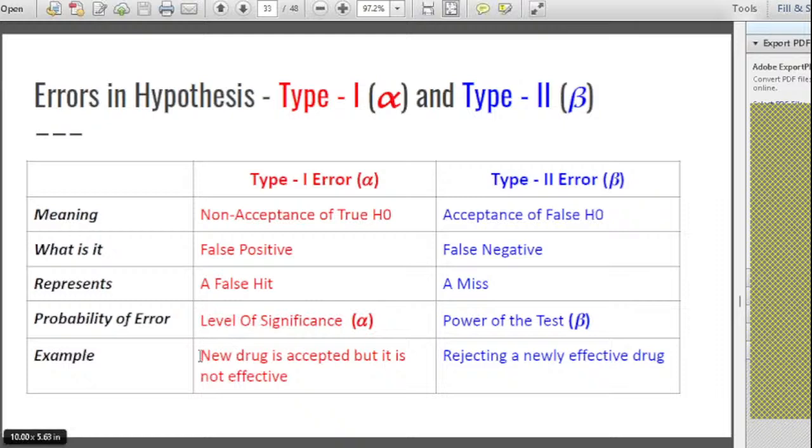Example: a new drug is accepted, but it is not effective. The same thing that we discussed about corona. It got accepted, but it was not effective. Rejecting a newly effective drug is a type 2 error. We rejected a newly effective drug and said it is not effective. That's a type 2 error. Is that clear? The difference between type 1 and type 2?